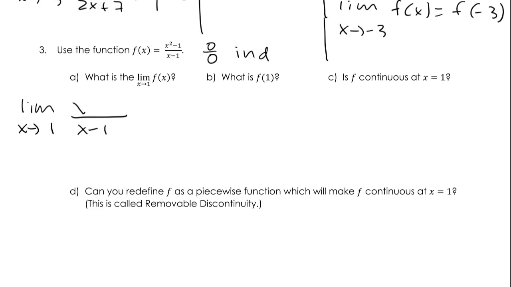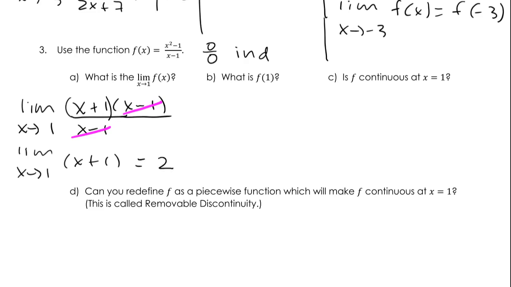In this case, you can see the top looks like it will factor, and it does. Now, remember the issue was when we subbed a 1 into the bottom, we got a 0. But the great news here is you can see that those cancel. So now you're left with the limit as x approaches 1 of x plus 1. Now you are able to do direct sub and get 2.